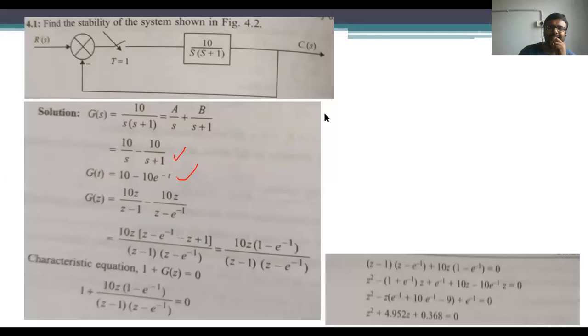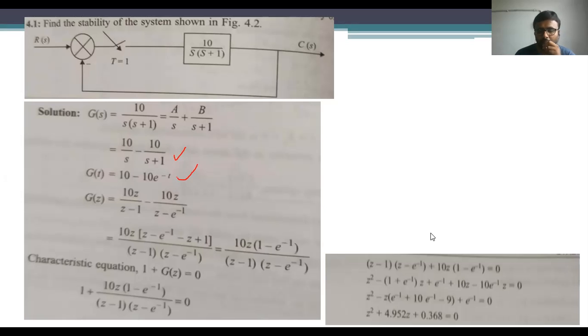So upon certain calculations, the characteristic equation is obtained as z square plus 4.952z plus 0.368 is equal to 0. This is the characteristic equation we have obtained after the calculations.